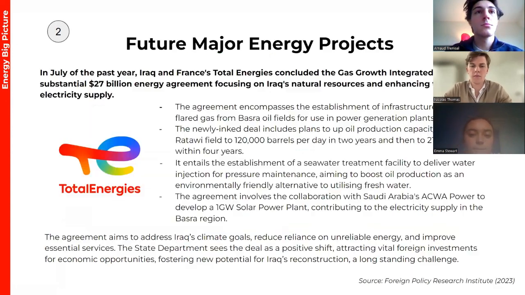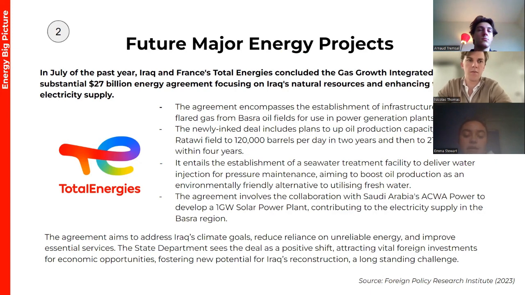Then moving on, we also looked at the future major energy projects of Iraq. In July 2023, TotalEnergies finalized the Gas Growth Integrated Project, which is a $27 million agreement focusing on Iraq's natural resources and enhancing the country's electricity supply. It includes the development of infrastructure to capture flared gas from Basra oil fields for use in power generation plants. It also plans to raise oil production capacity at Basra field to 120,000 barrels per day in 2 years, and then to 210,000 barrels per day within 4 years.